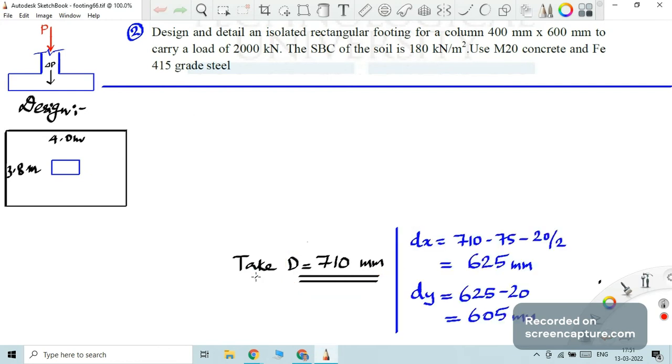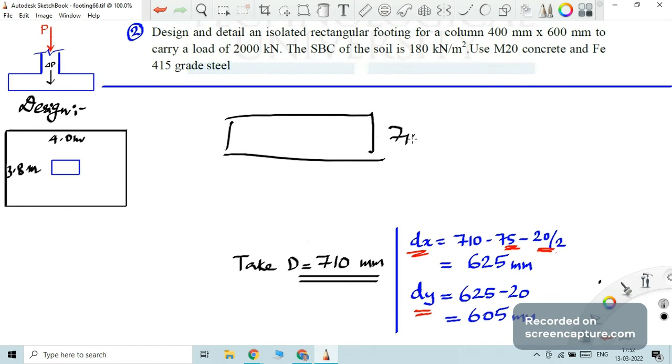Now you got that 710 mm. So you have two directions, dx and dy, as usual in the two-way slab also. You know the concept of dx and dy that we will use. dx is 710 minus cover minus 20 mm dia bar by 2. dy is, I think I need not repeat those things.